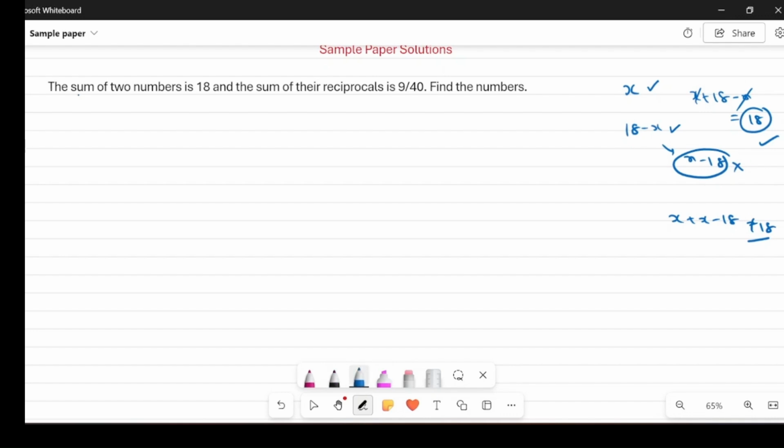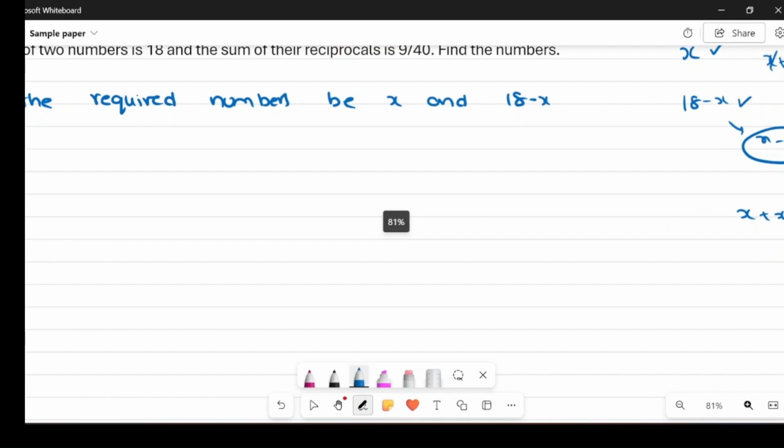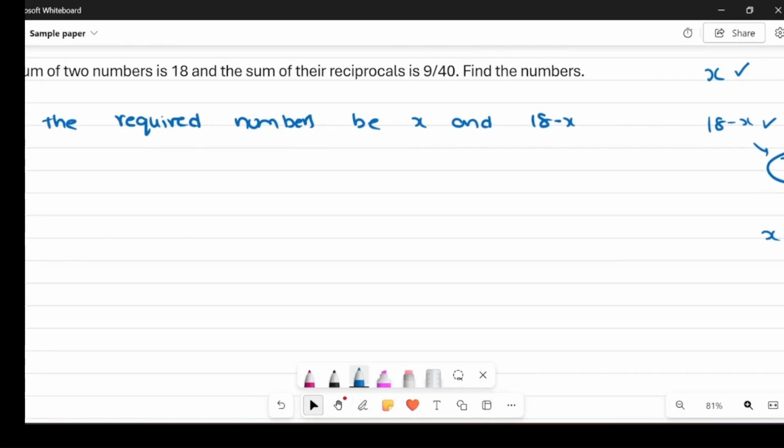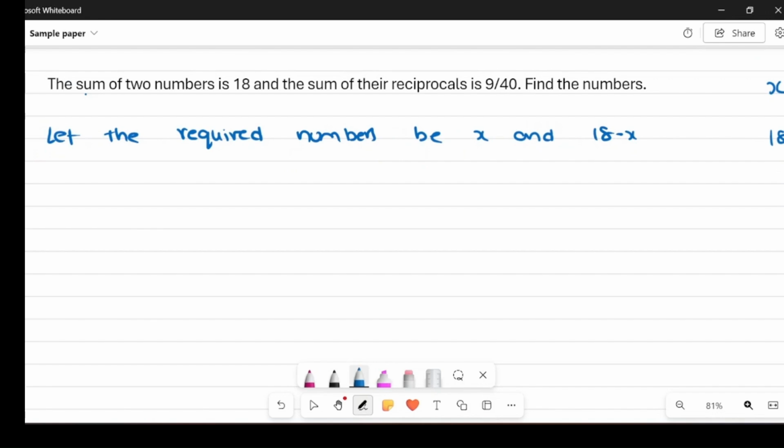Let the required numbers be x and 18 minus x. So from the first data we could write the numbers would be x and 18 minus x, and from the second data the sum of the reciprocals is 9 by 40. Since we assumed one number is x, its reciprocal will be 1 by x plus the other number would be 1 by 18 minus x. Their sum should be equal to 9 by 40.